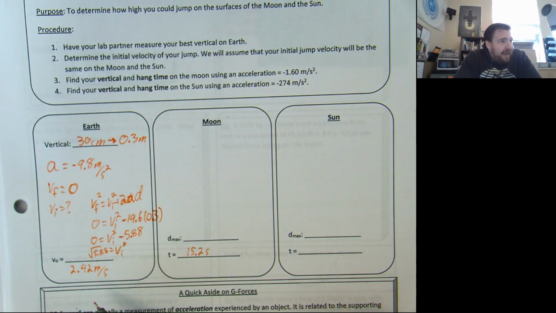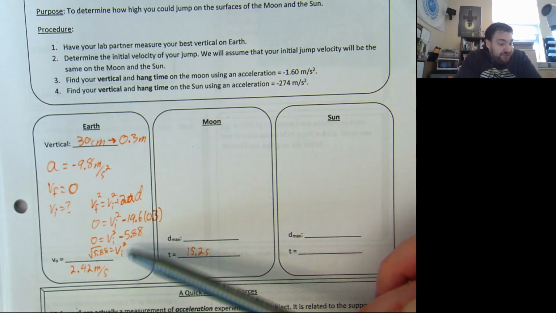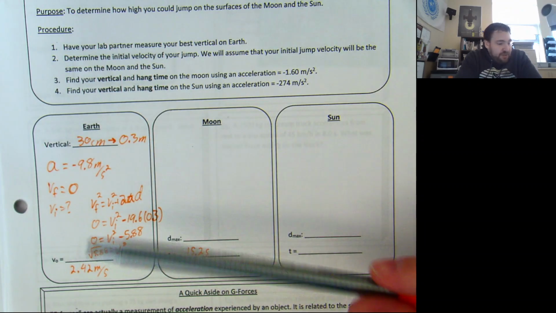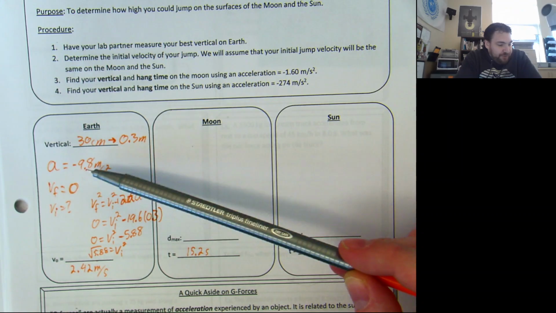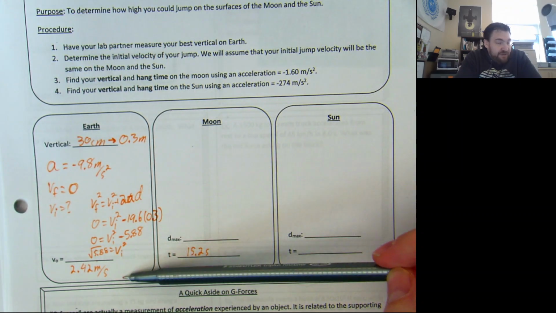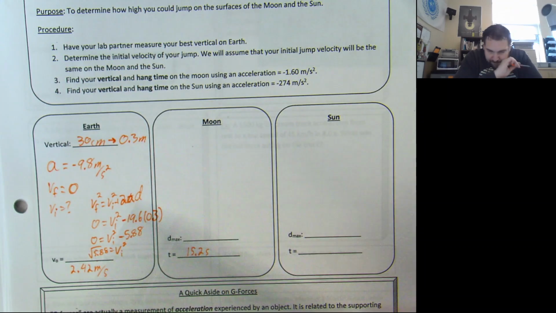You guys should have all had an initial velocity somewhere. I mean, I'm expecting them to be below 4. But this is the procedure. Once you know what your vertical is, you know your final velocity at the top is 0. We know what the acceleration is. We plug it into kinematics and we solve for it.